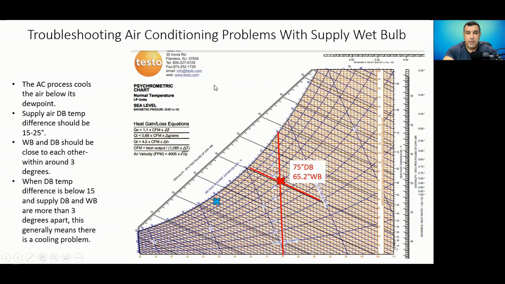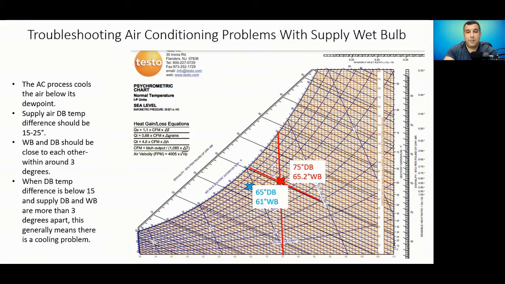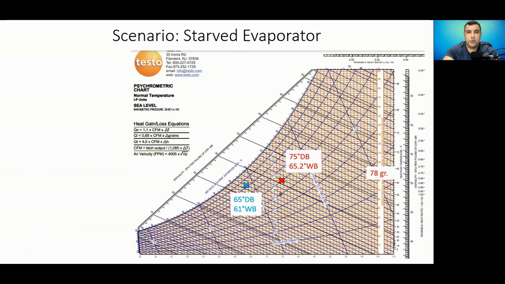So instead of being here, it's really going to be here. Now, if you notice, we didn't cool the air down as much. And now our dry bulb and wet bulb temperature are more than 3 degrees apart, and we may have a problem. So what could be the cause? Well, let's run one scenario.